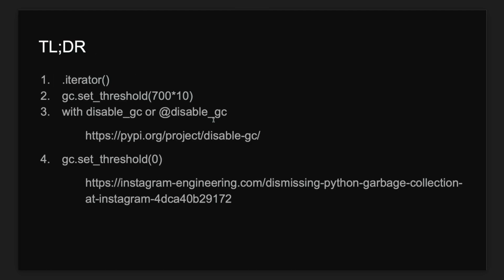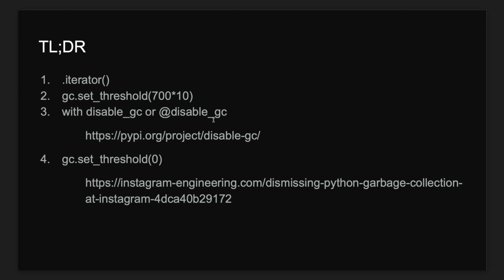So try to use iterator as much as you can. Then you can increase this Gen 0 threshold, but that leaves you open for cases when the GC will kick in when the memory is already used in these circular references too much.